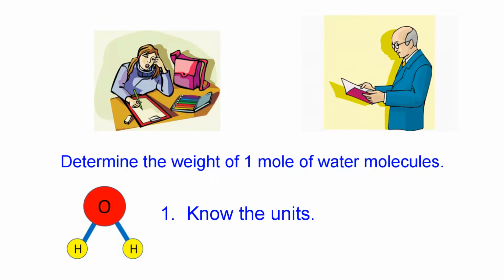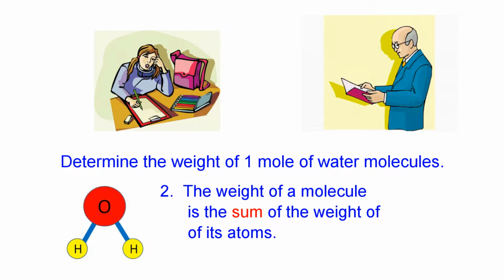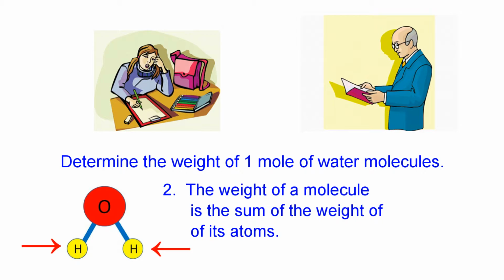Many students have lost points on a test because they did not take the time to check to see if the mole was referring to atoms or to molecules. Looking at this assignment, we see that the units are water molecules. 1 mole of water molecules. The next thing that we need to remember is that the weight of a molecule is the sum of the weight of its atoms. So the weight of a water molecule will be the sum of the weight of an oxygen atom and 2 hydrogen atoms.